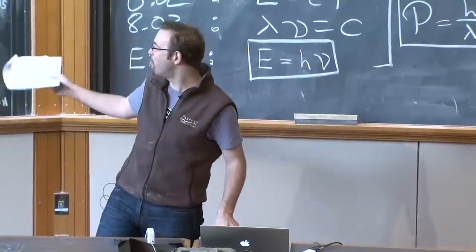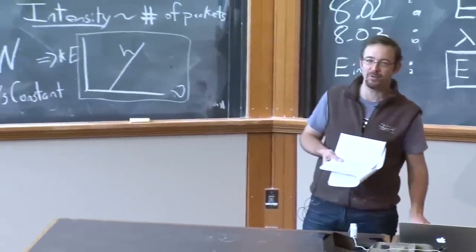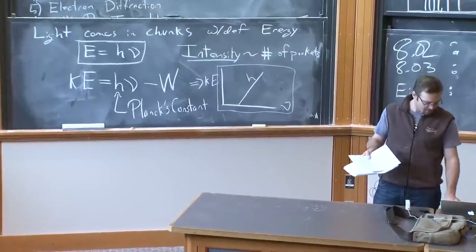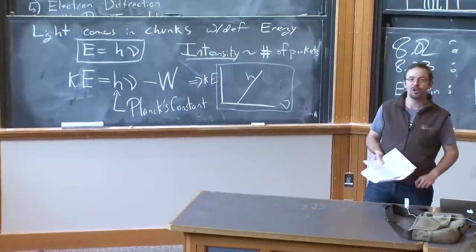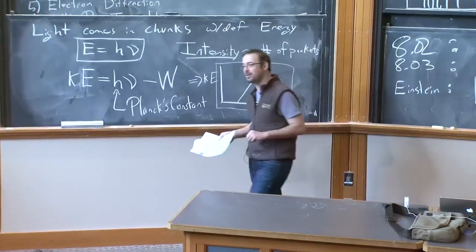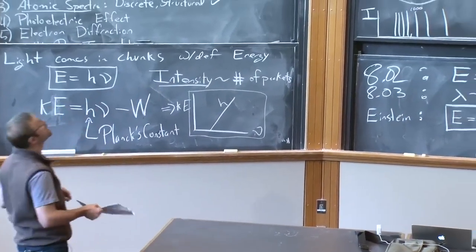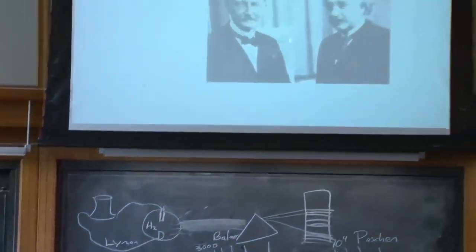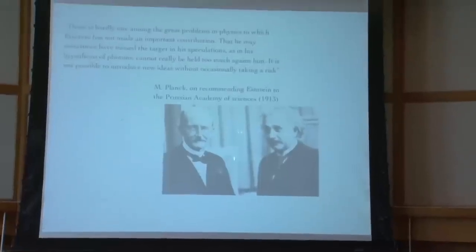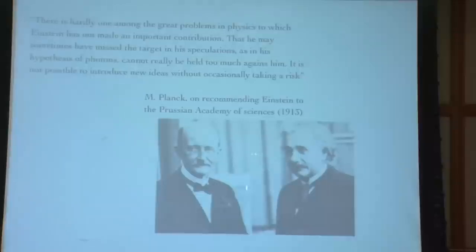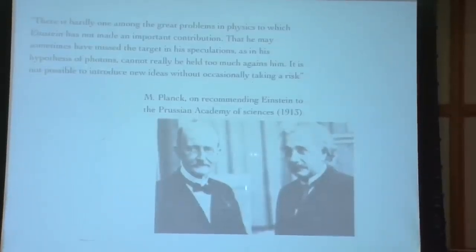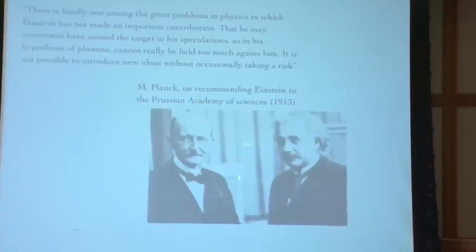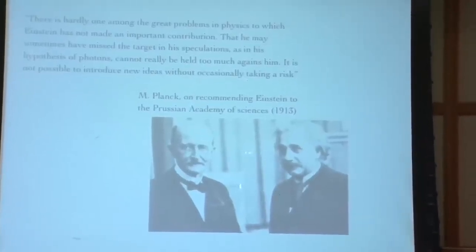And to give you a sense for how bold and punchy this paper by Einstein was, it said, look, seriously, guys, E equals h nu. Here's what Planck had to say when he wrote a letter of recommendation to get Einstein into the Prussian Academy of Sciences in 1917, or 1913. So he said, there is hardly one among the great problems in physics to which Einstein has not made an important contribution. That he may sometimes have missed the target in his speculations, as in his hypothesis of photons, cannot really be held too much against him. It's not possible to introduce new ideas without occasionally taking a risk.